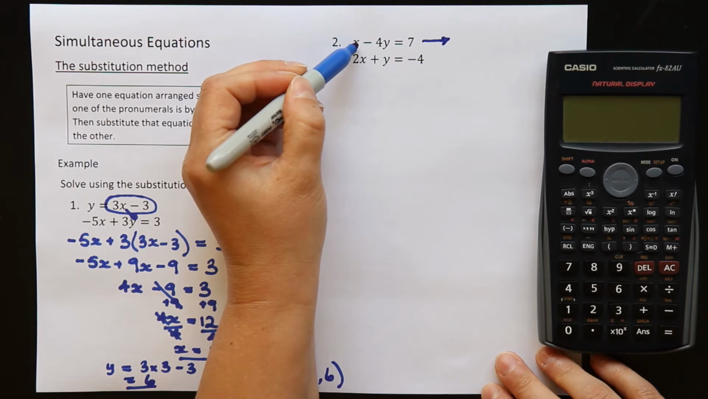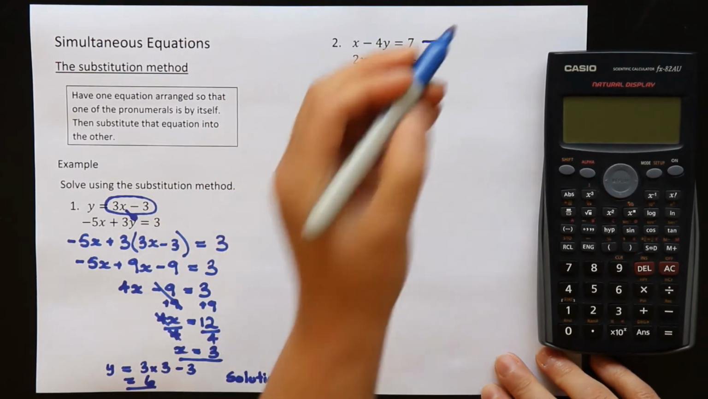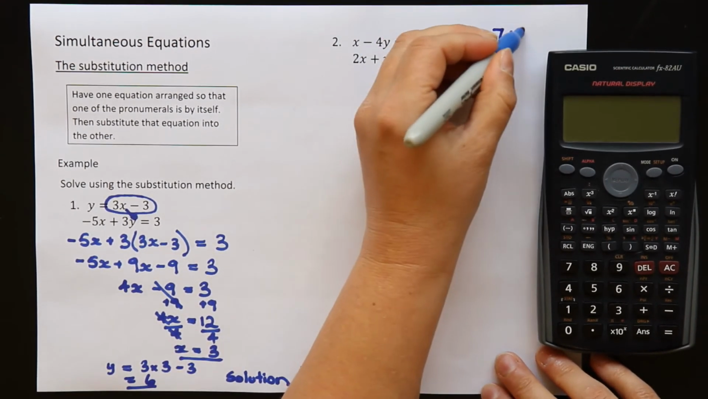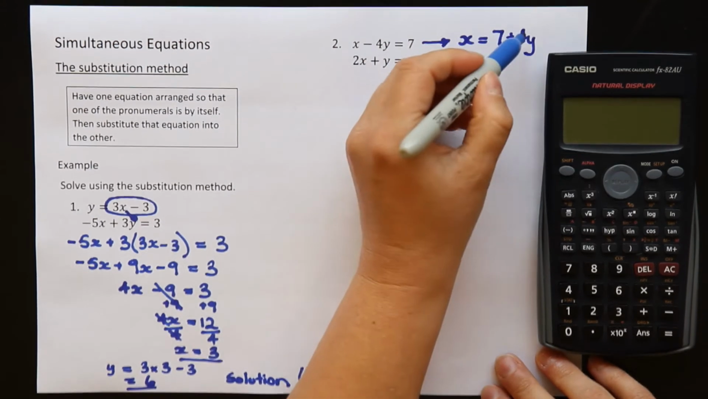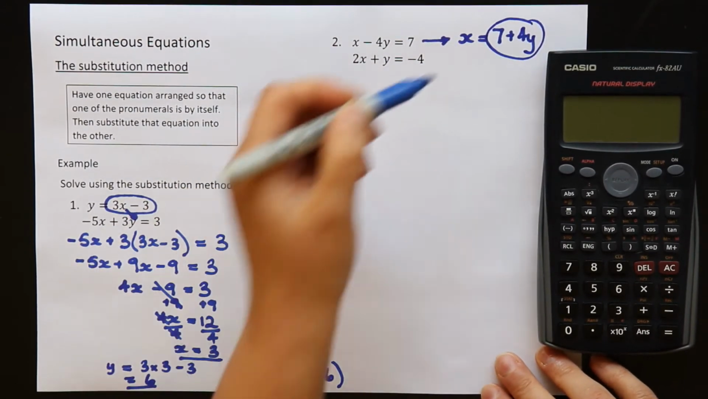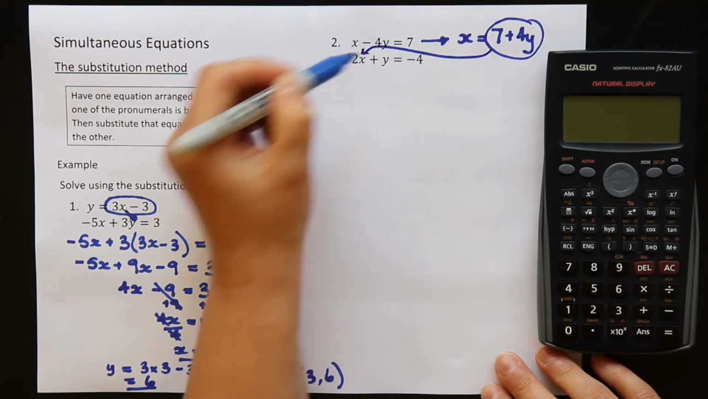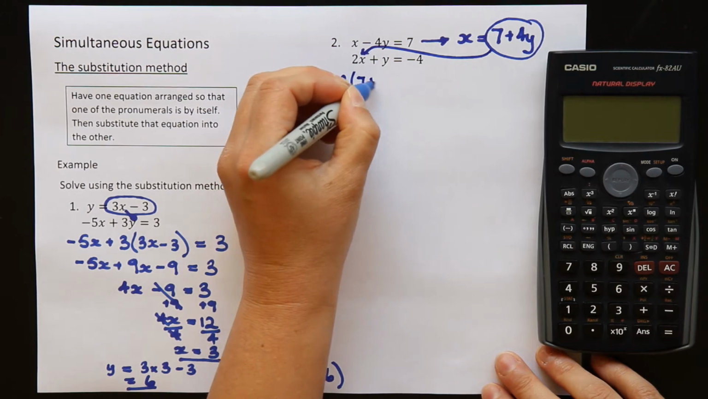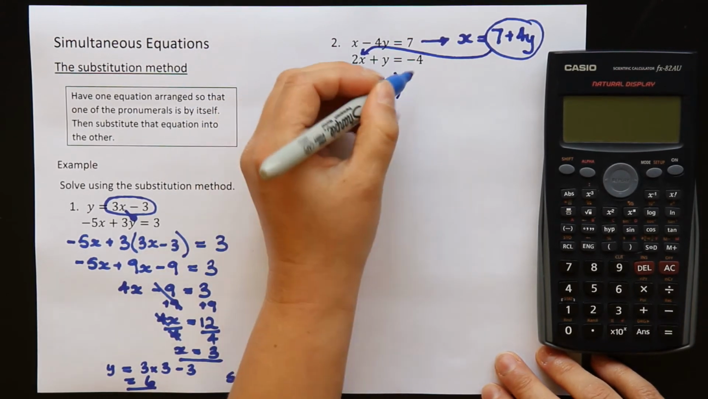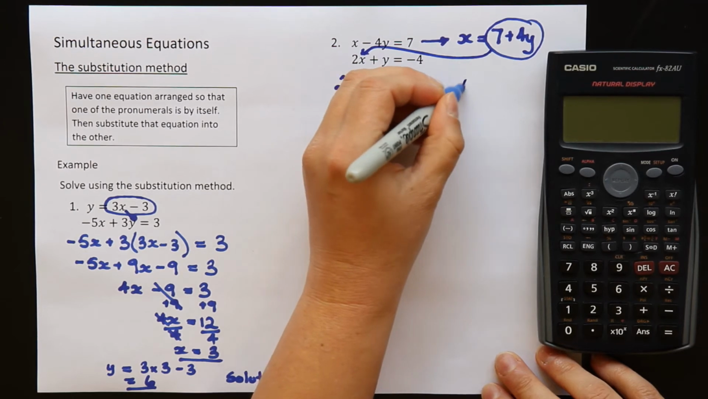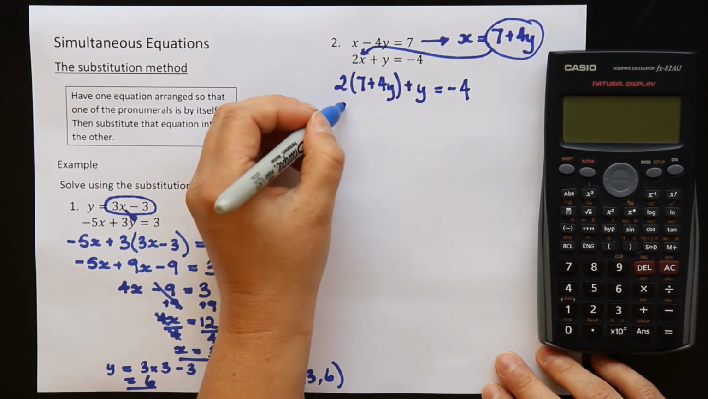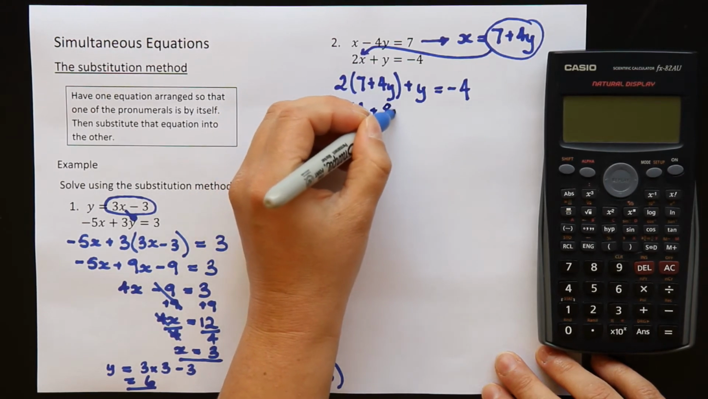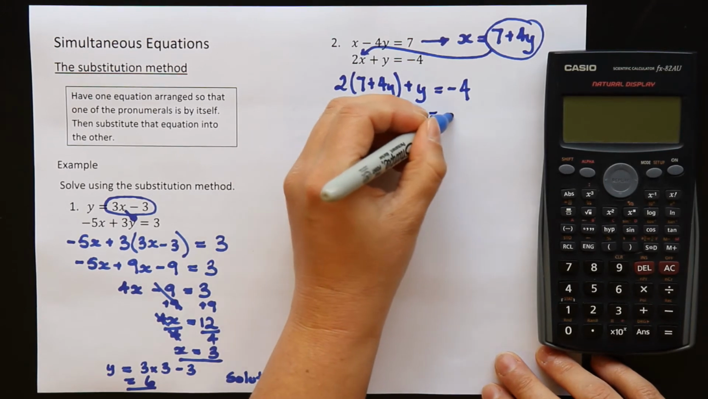So to get x by itself, I would move the 4y across. x is equal to 7 plus 4y when we move it across. We take what x is equal to and we're going to replace that in the second equation. So it'll be 2, instead of x, 7 plus 4y, plus another y is equal to minus 4. Expand the brackets, 2 times 7 is 14, 2 times 4 is 8y, plus y is equal to minus 4.